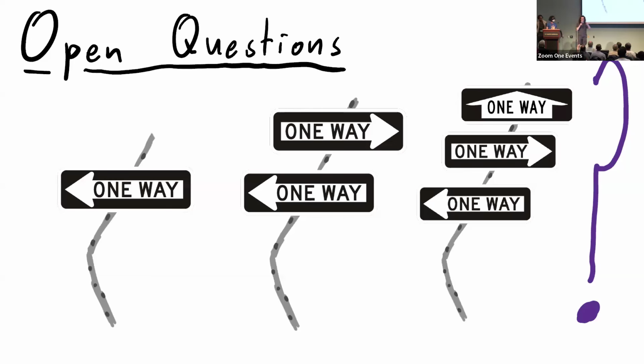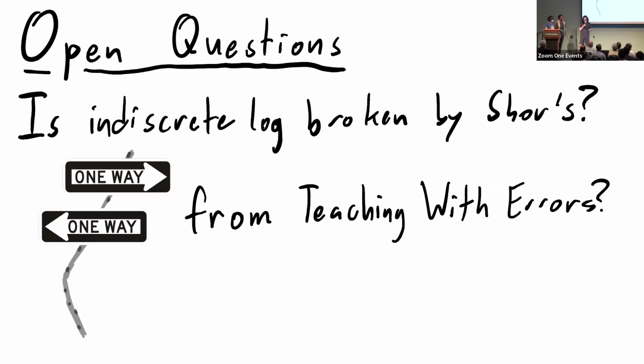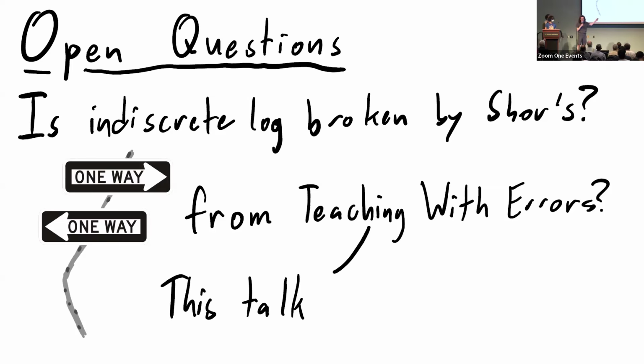And we'll finish by thinking a little bit about the question that I'm sure is on all of your minds. Is this quantum? It turns out that the discrete log assumption is probably broken by Shor's algorithm. I don't know. So we'll ask the question, can we actually build two-way functions from learning with errors? Or is that just this talk?